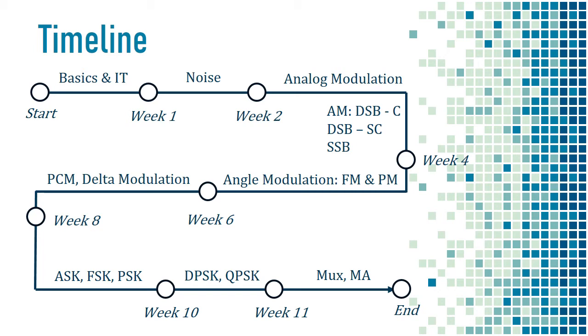Then from week 6 to week 8, we will talk about PCM, delta modulation, line coding, etc. And then finally, between week 8 and week 10, we will talk about the first part of digital modulation, which includes ASK, FSK, PSK, and lastly, we will talk about DPSK and QPSK between week 10 and week 11. And if we get enough time at the end, we will talk a little bit about multiplexing and multiple access too.